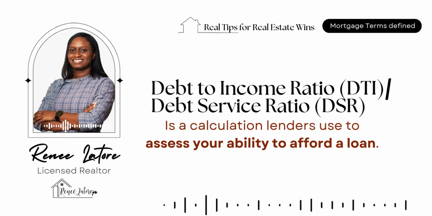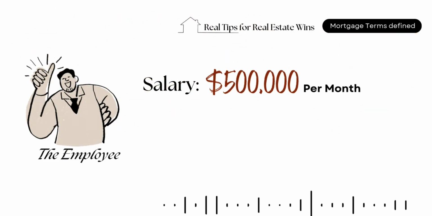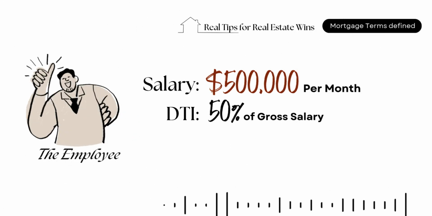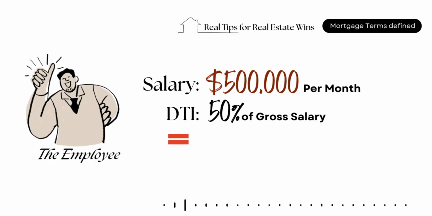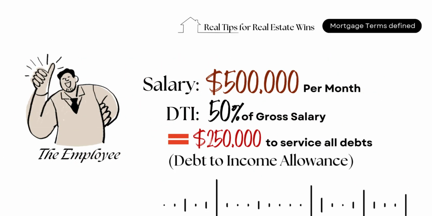It's essentially the same thing. For this example, we're going to have someone who earns a monthly salary of $500,000. For ease, we're going to work with a maximum allowable debt to income or debt service ratio of 50% of the gross salary, which is $500,000. So that gives us $250,000 available every month to service all debts.